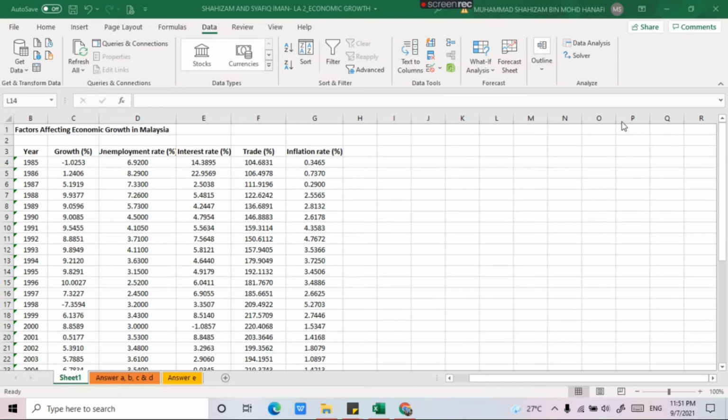Today I will explain about my answer for the question of chapter 6. Okay, so this is the data given, which is factors affecting economic growth in Malaysia. The data given from the year until the inflation rate. Okay, now I will explain the answer for the questions one by one.